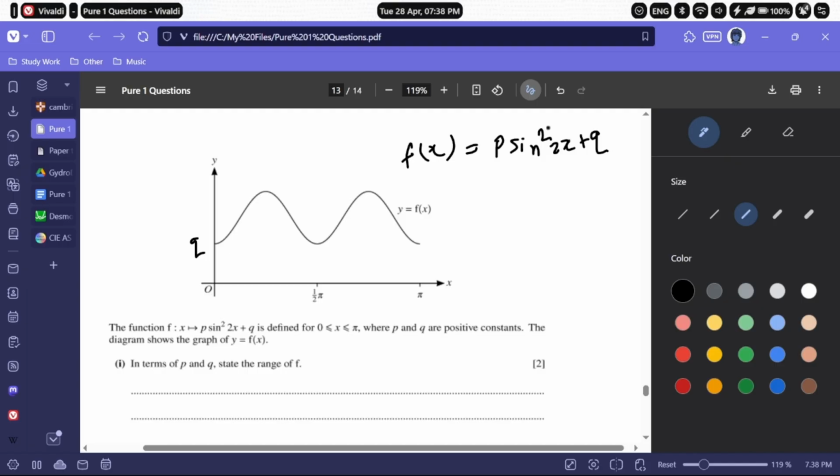When this entire thing is basically 0, that's when you get the minimum. Because it's sine square 2x, there is no value where sine square 2x can be negative. So this entire thing in the box can never be negative. So the minimum would be q. And the maximum would be p plus q, because sine square x can only be equal to 1 at max.